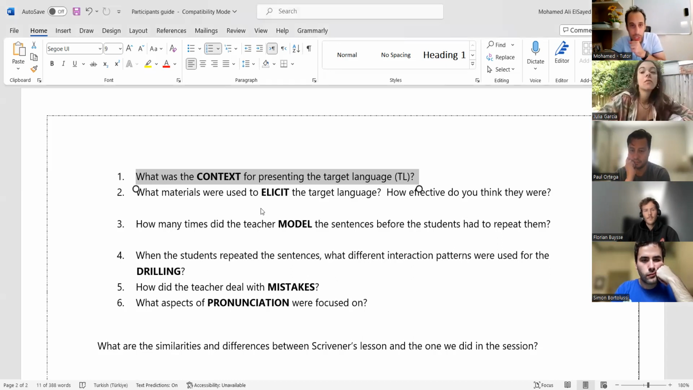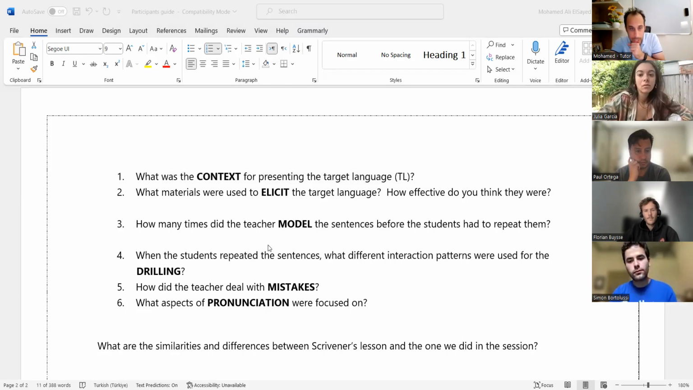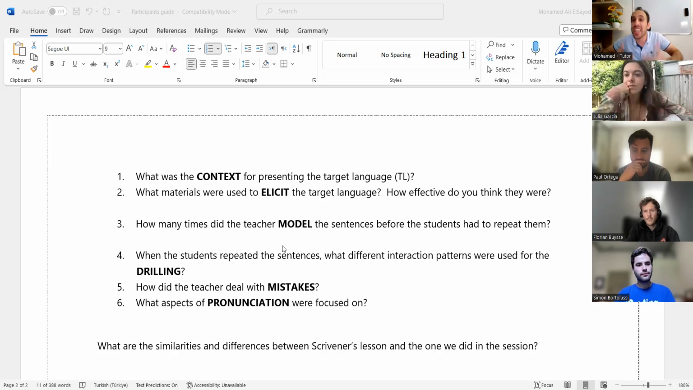Okay, so question number 3. How many times did Jim model the sentences before he asked the students to repeat? You didn't count, right? 2 times, 3 times. Modeling, like giving an example of how we say the sentence, you model it for the students, usually 2 times or 3 times. If the sentence is complicated, you might say it 4 times.